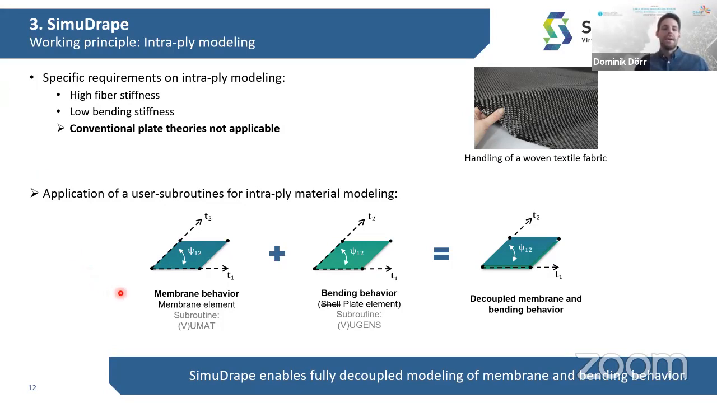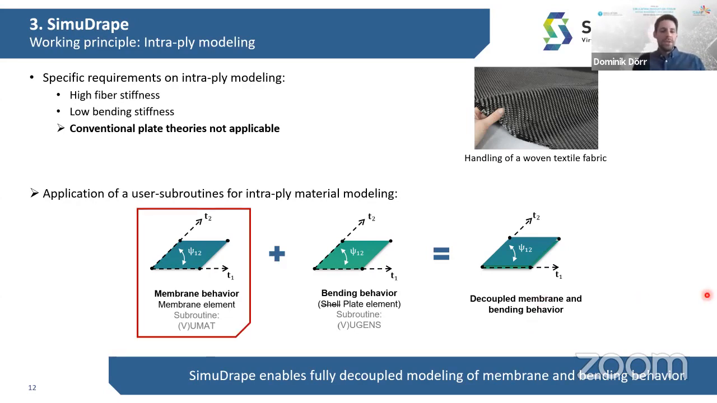We are using a membrane element, obviously, to model the membrane part, and we are using a UMAT subroutine, so a user material subroutine, to model the rate and temperature dependent material behavior. And we are using a shell element to model the bending part. But here we use a user-defined shell section integration through the UGENS subroutine, which enables us to neglect the membrane part of our shell element. And this yields a fully decoupled membrane and bending behavior using Abaqus in combination with user subroutines.